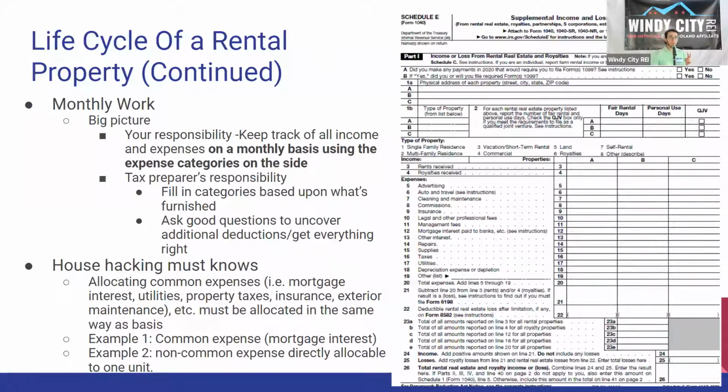So two examples here. We just discussed one with mortgage interest. The second one would be, let's say you have a repair or maintenance item in your second unit that you're not living in, and it's a rental unit. You can expense that 100%. Whereas if it's a common area, like the mortgage interest, it'd be about 80%.